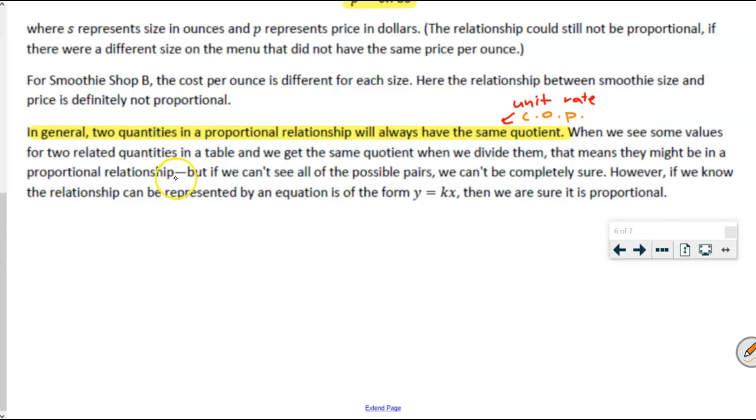Again, it's doing that weird thing saying, but if we can't see all of the possible things on the menu, then it might not be. But focus on the information that's given. And if they're in a proportional relationship, we can write that y equals kx equation, where once again, that k is that constant of proportionality or the unit rate.